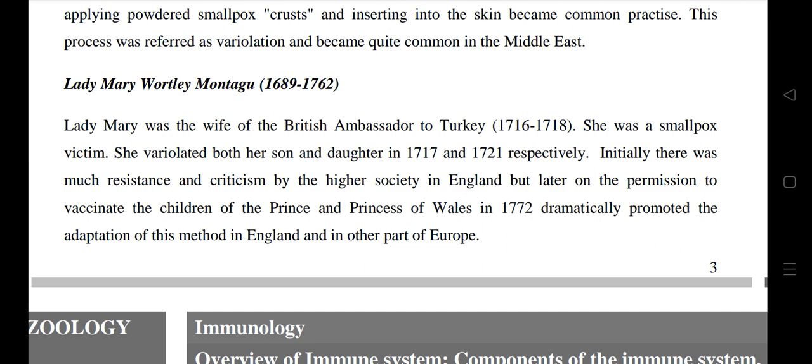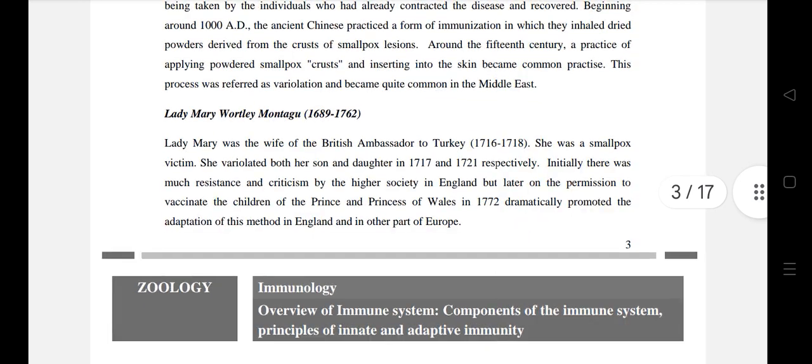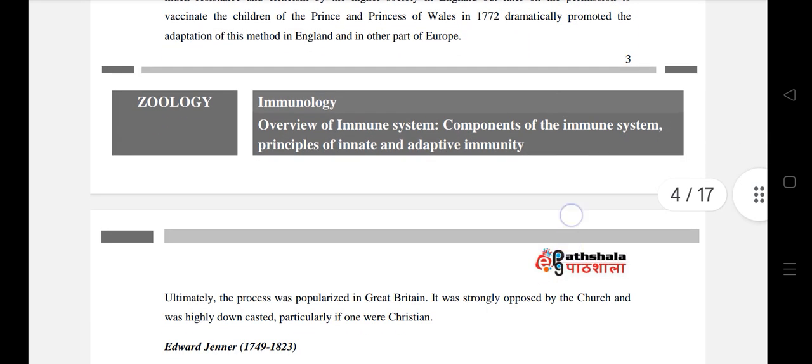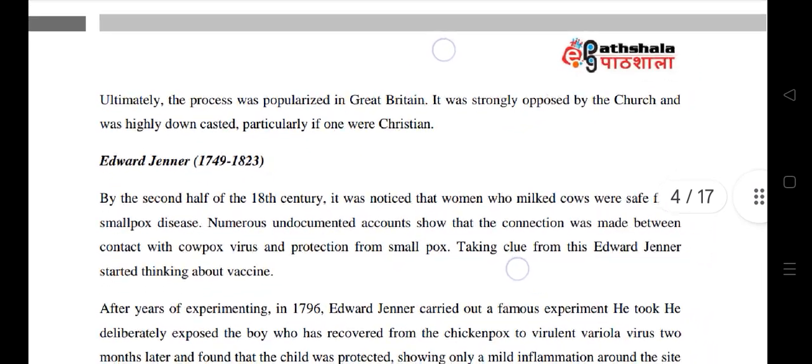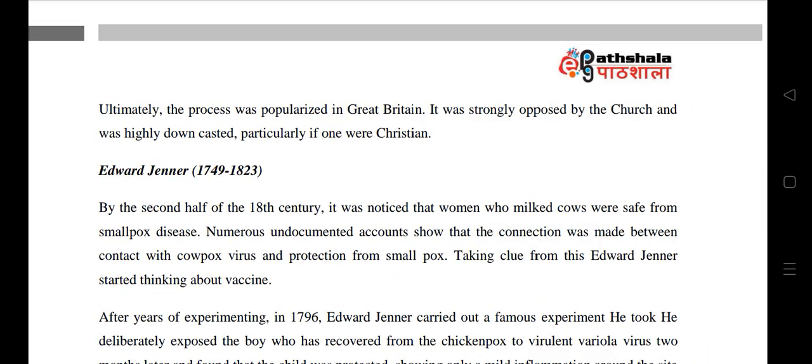Initially, there was much resistance and criticism by the higher society in England, but later on, the permission to vaccinate the children of the Prince and Princess of Wales in 1772 dramatically promoted the adoption of this method in England and in other parts of Europe. Ultimately, the process was popularized in Great Britain. It was strongly opposed by the church and was highly frowned upon, particularly if one were Christian.